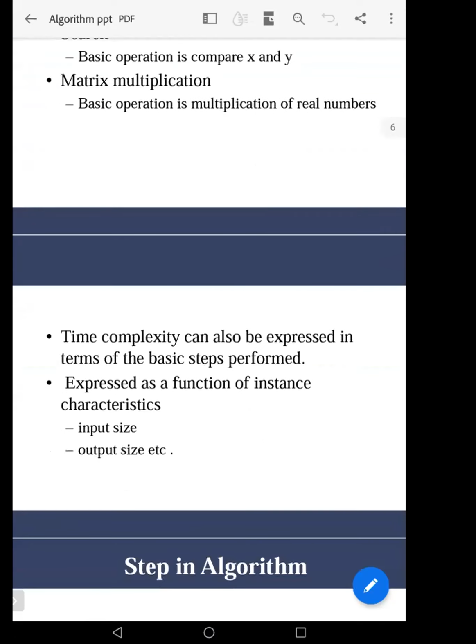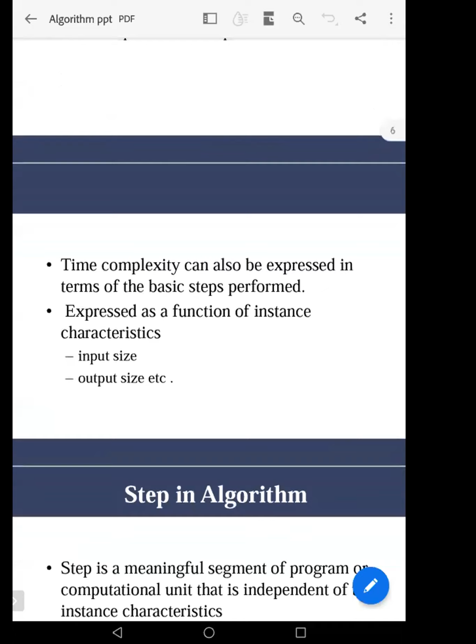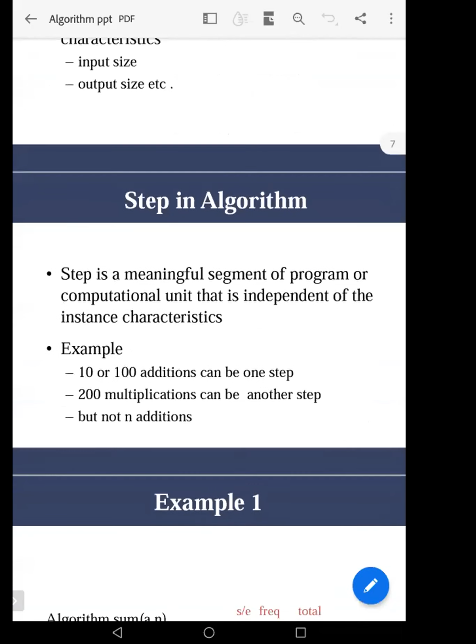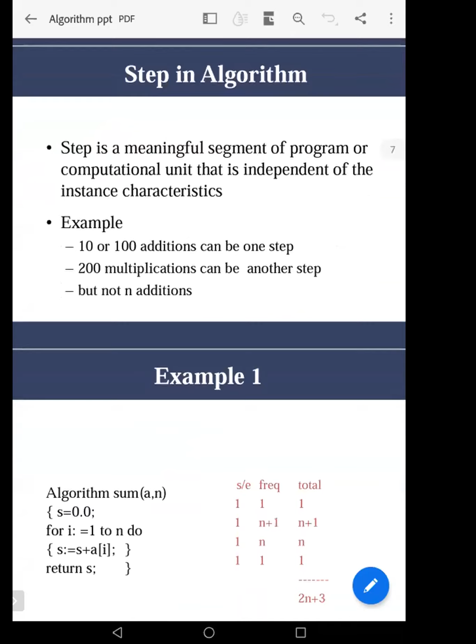So time complexity can also be expressed in terms of the basic steps performed, expressed as a function of instance characteristics, that is, input size and output size. Now these are the steps in an algorithm. A step means a segment of a program or computational unit that is independent of the instance characteristics. Some examples are like this.